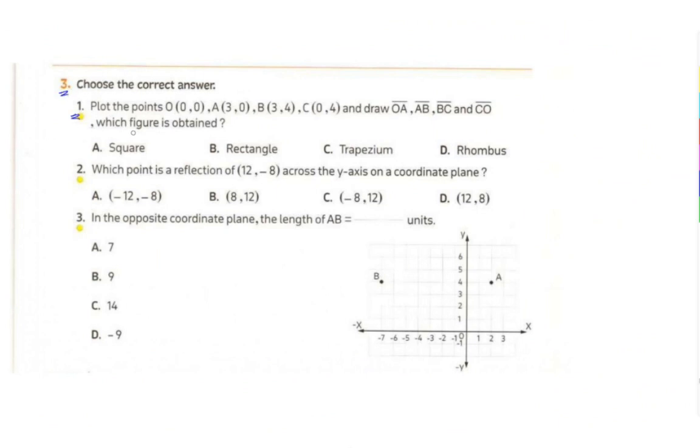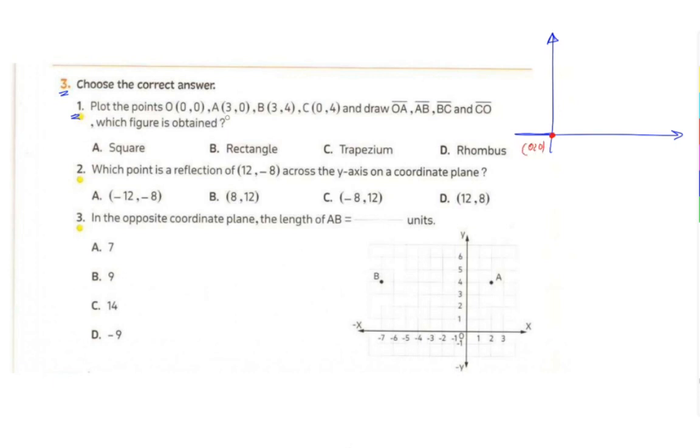First point, plot the points O, A, B, C and draw the line segments OA, AB, BC, CO. Which configuration is obtained? Okay, I can draw and find. If you look carefully here, you will notice that all coordinates are positive. So I need the first quadrant. Why the first quadrant? Because all X and all Y are positive. And this is the first quadrant. 0 and 0, that's the origin point. Here we have 0 and 0.